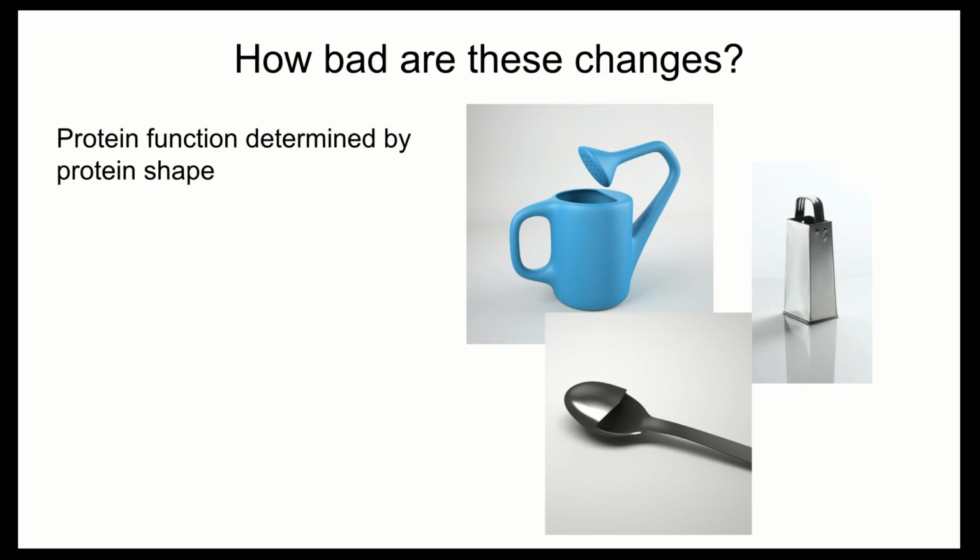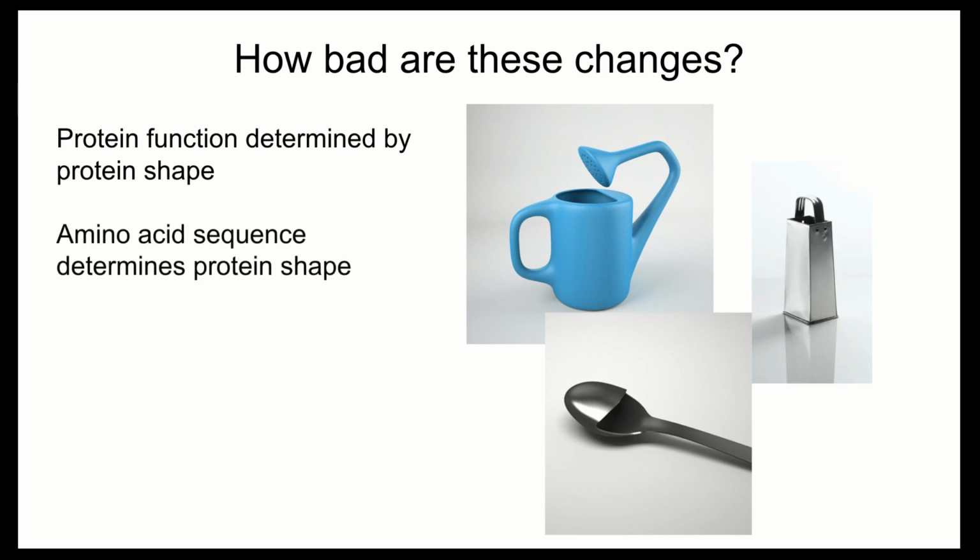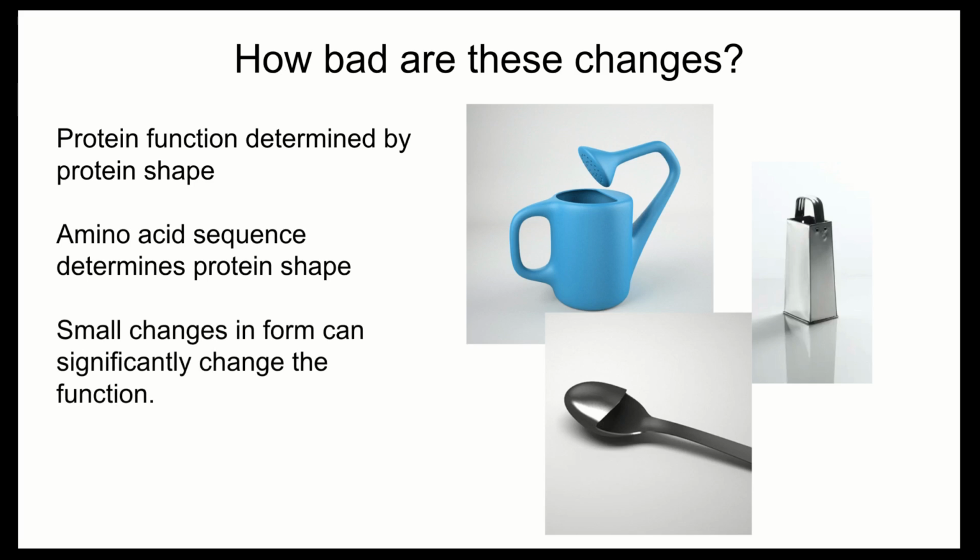And think about a cheese grater. If the shape of the cheese grater was changed so that it had a smooth outside, you could smash cheese against it, but it wouldn't grate. So the amino acid sequence determines the protein shape, and small changes in form can significantly change the function.